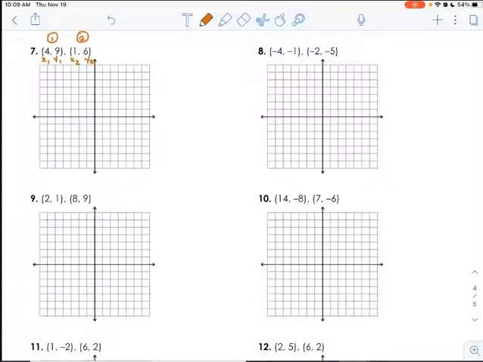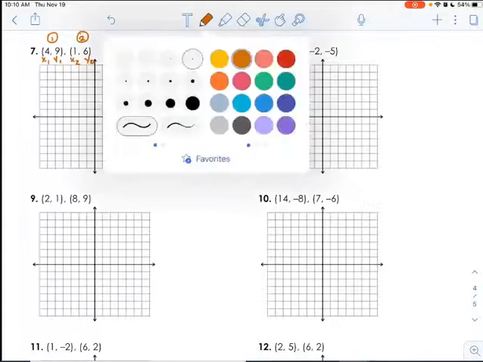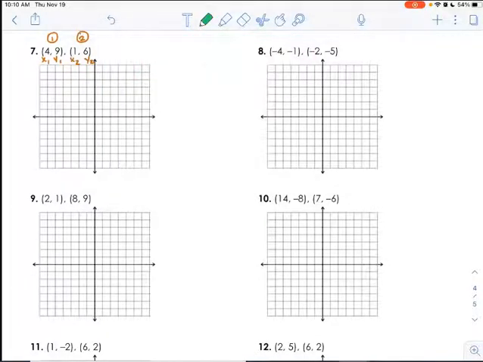If you're writing these by hand, just make sure that you have those coordinates written: 4, 9, and 1, 6. So now step 1 is done. We've labeled our points. Now we're going to plug them into the slope formula. A reminder that the slope formula is m equals y2 minus y1 over x2 minus x1.